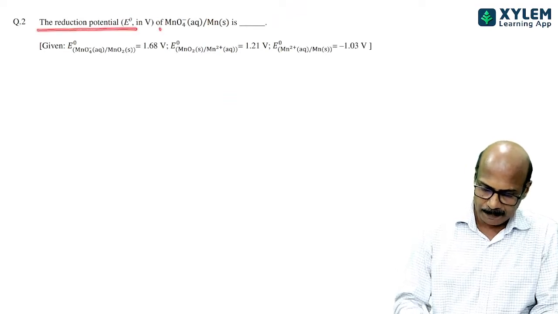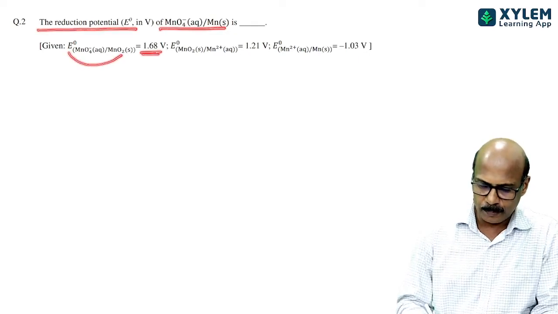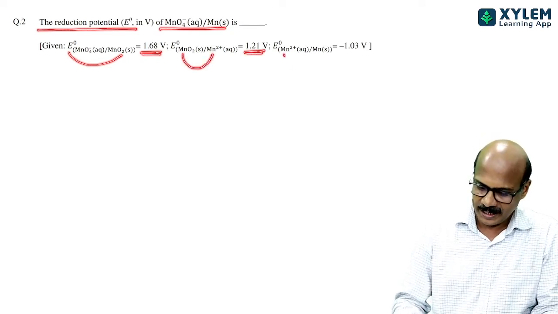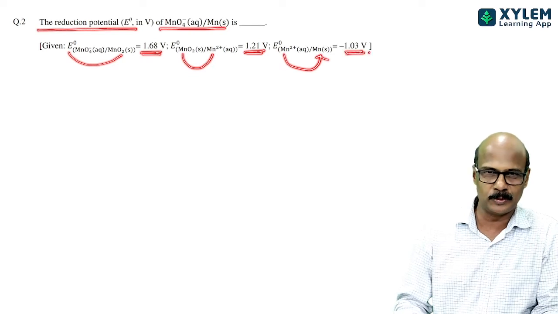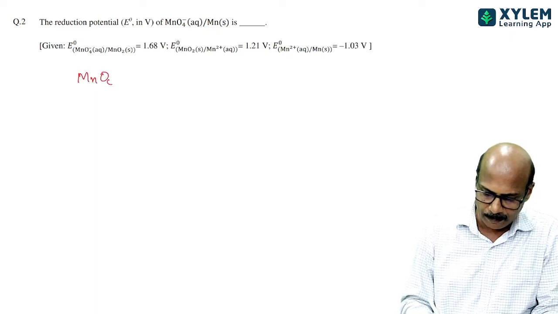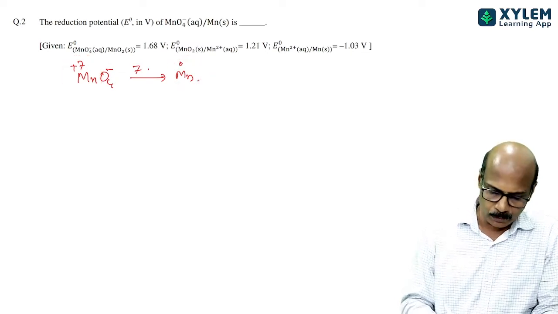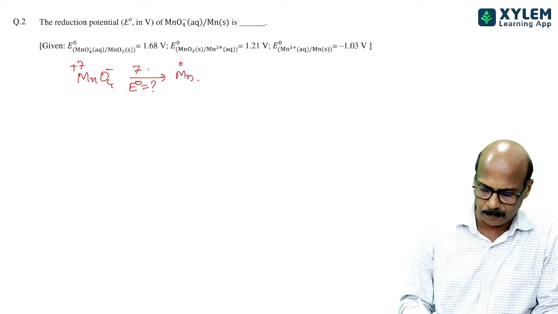The reduction potential of the permanganate Mn couple is to be determined. What are the various data given? Permanganate to MnO2 electrode potential is given. MnO2 to Mn2+ electrode potential is given. Mn2+ to Mn electrode potential is also given. What is required is the electrode potential value of permanganate to Mn. And you know the electron transfer involved in this case is 7, because the oxidation state of manganese in permanganate is plus 7 and that in manganese is 0. You want to determine the E0 value of this process.